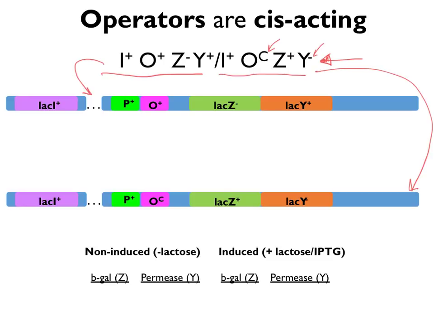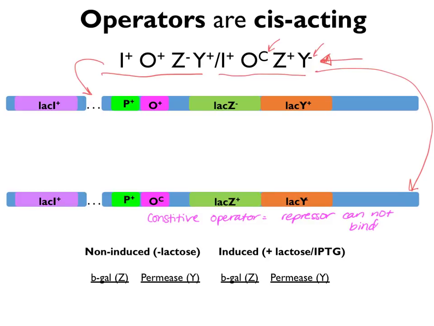And this Oc mutation is a constitutive operator mutation. So what that means, it's an operator sequence that the repressor protein cannot bind to. So since it's constitutive, since the repressor protein cannot bind, this operon with a constitutive operator mutation would always be on. So let's look at now whether the beta-galactosidase, the LacZ gene, and the LacY gene are going to be expressed under different conditions.